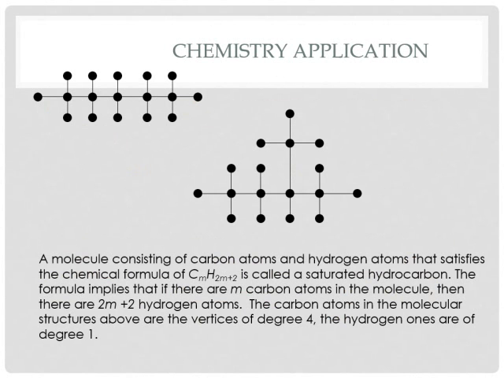Let's consider an application from chemistry. A molecule that satisfies the chemical formula C sub m H sub 2m plus 2 is called a saturated hydrocarbon. This means for a fixed m, you have m carbon atoms, and you have twice m plus 2 hydrogen atoms. In the trees up above, in this application, the carbon atoms are the vertices of degree 4, and the hydrogen atoms are of degree 1.